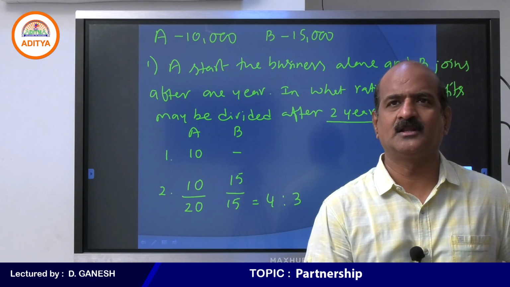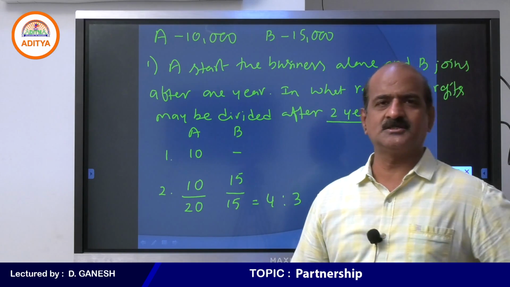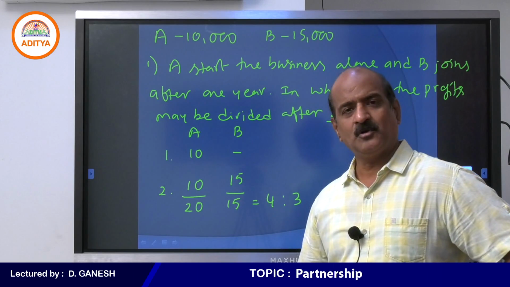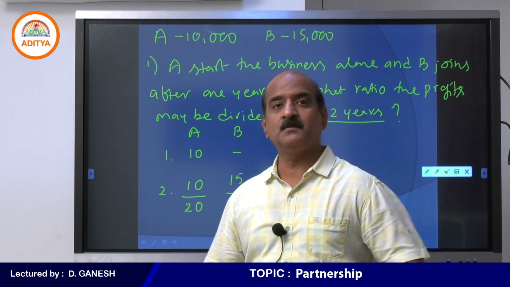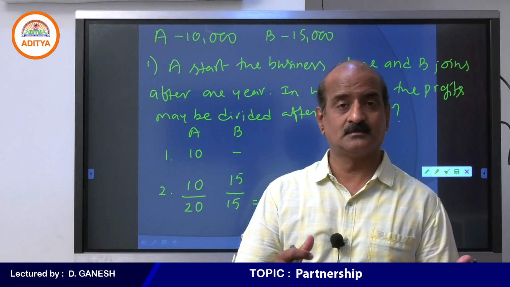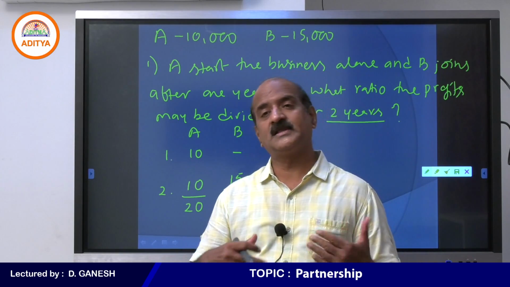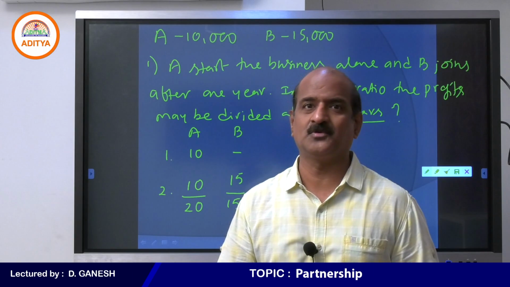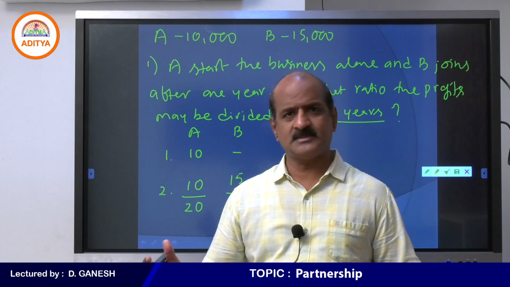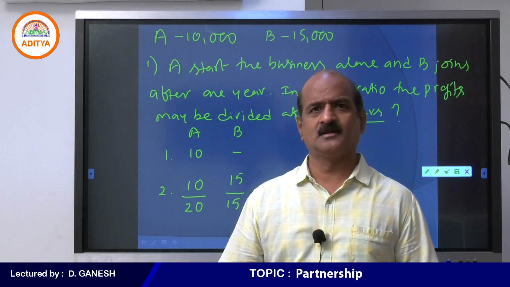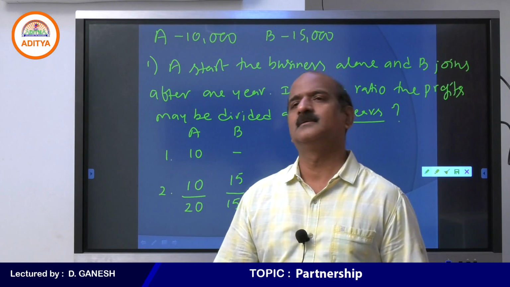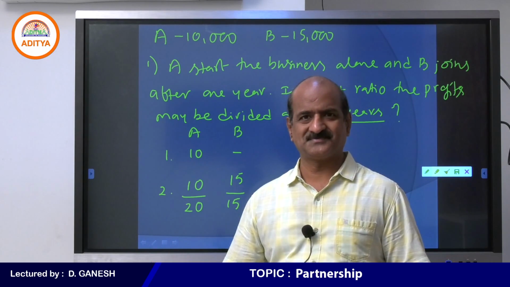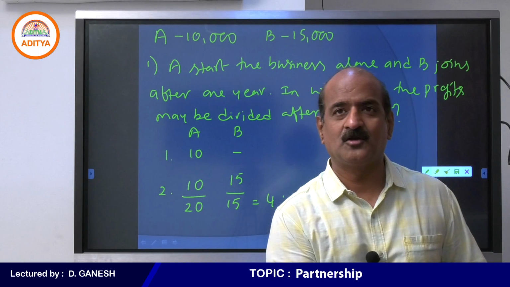I tell you the difference between simple partnership and compound. Compound partnership means if people join in between, and if there is any disturbance in the partnership business, then we call it compound. If there is no disturbance, you have started together and you are continuing till the end, then it is simple partnership. Okay, I hope you understand.